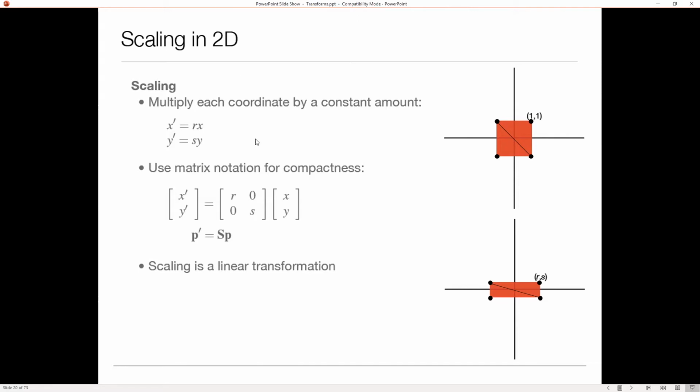So let's take a look at scaling now and see if we can map this thing into a matrix. I'm going to answer this question.